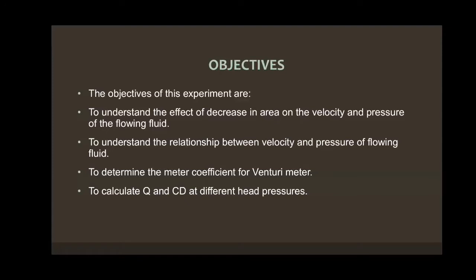Next, the objectives. There are 4 objectives in this experiment. The first one is to understand the effect of decrease in area on the velocity and pressure of the flowing fluid. Next, to understand the relationship between velocity and pressure of flowing fluid. The third is to determine the meter coefficient for the venturi meter. And the last one is to calculate the flow rate and the discharge coefficient at different head pressure.